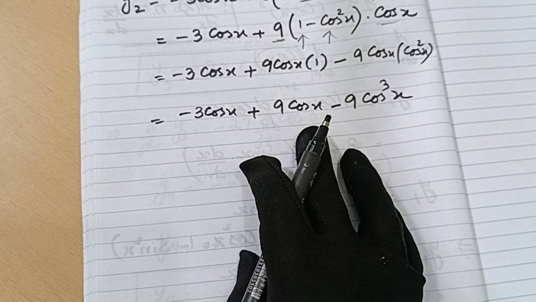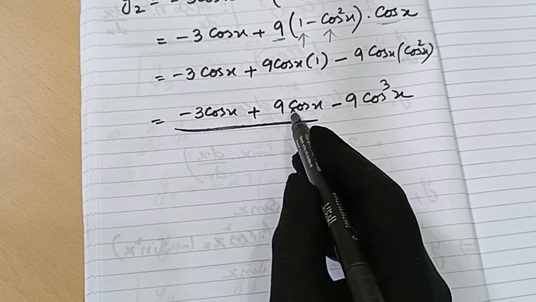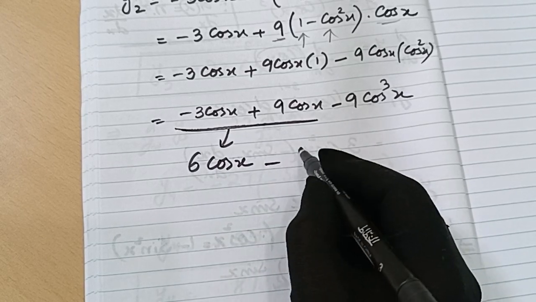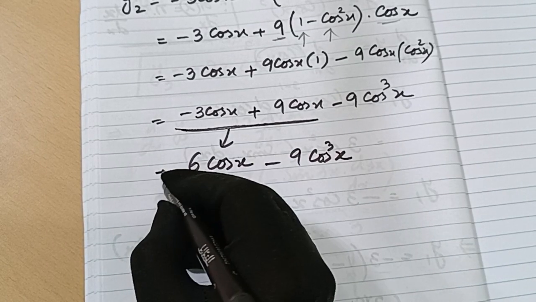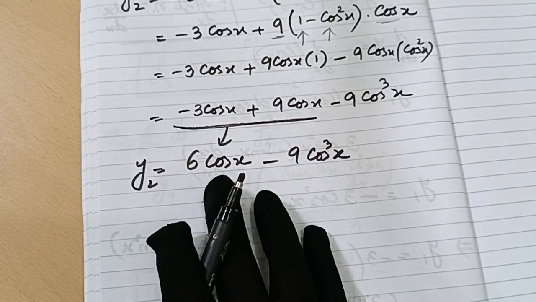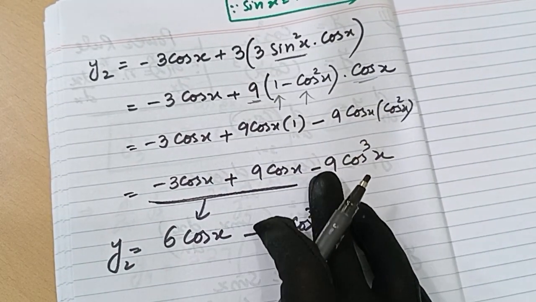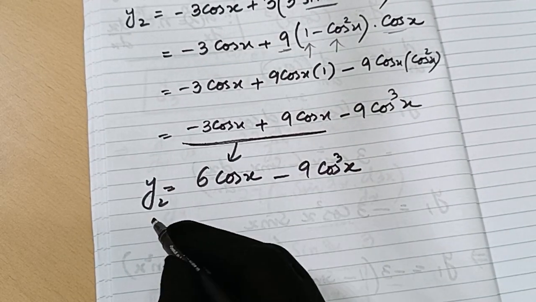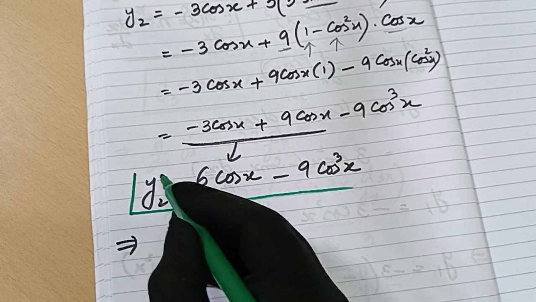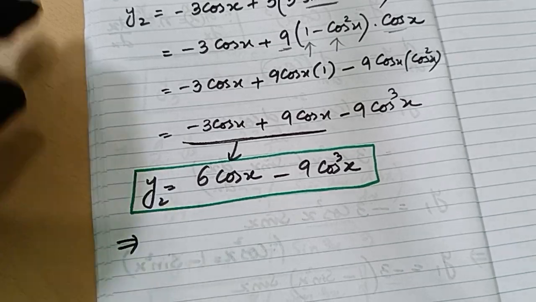The cos x terms are like terms, so they can be solved together. Their coefficients are 9 minus 3, which is 6 cos x, and minus 9 cos cube x. Again we solve our equation and we get only single terms. Instead of the product, we again change the product term to give a single term. Okay, now y2 is obtained. Let me highlight that our y2 is obtained like this. If you need to stop at the first derivative, then the first derivative is done here.